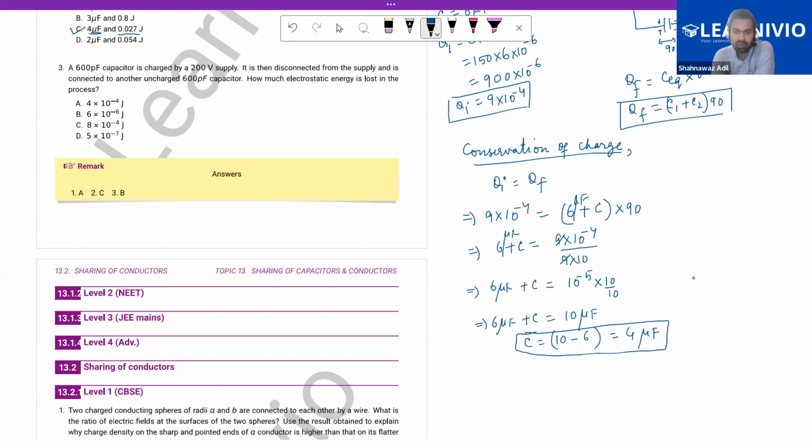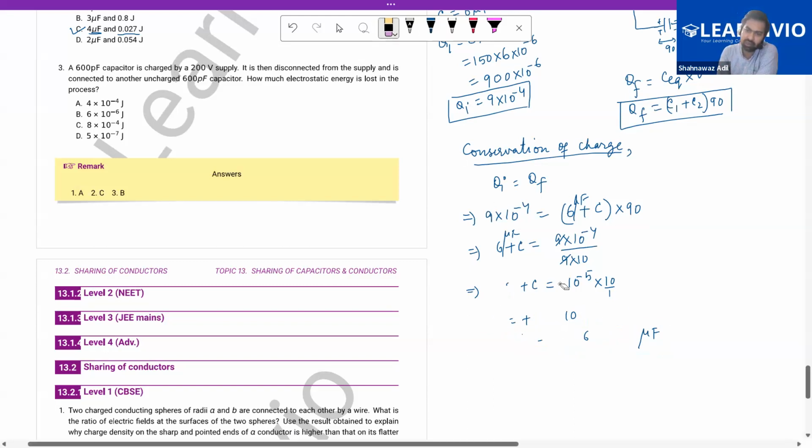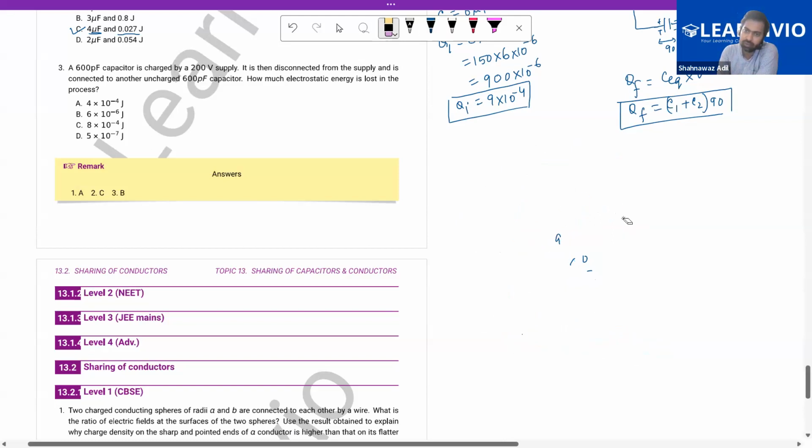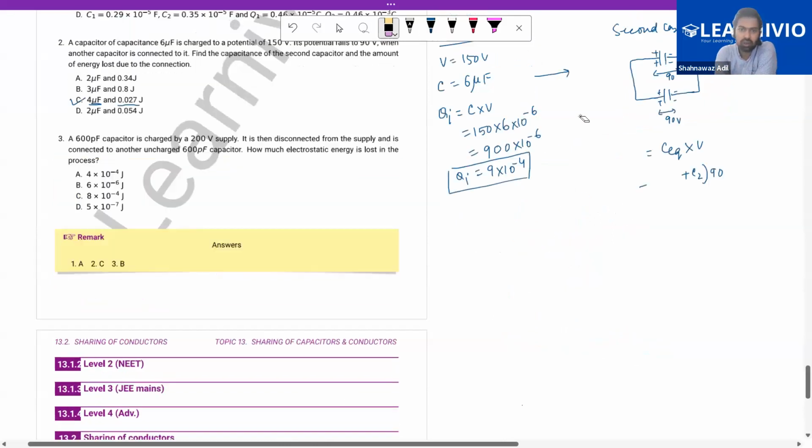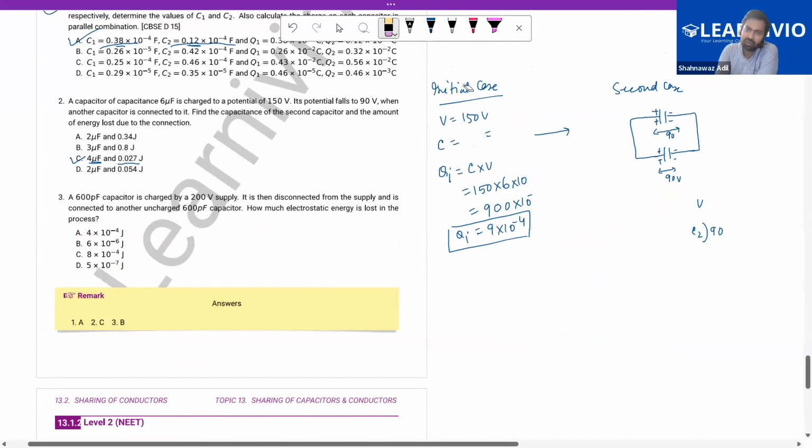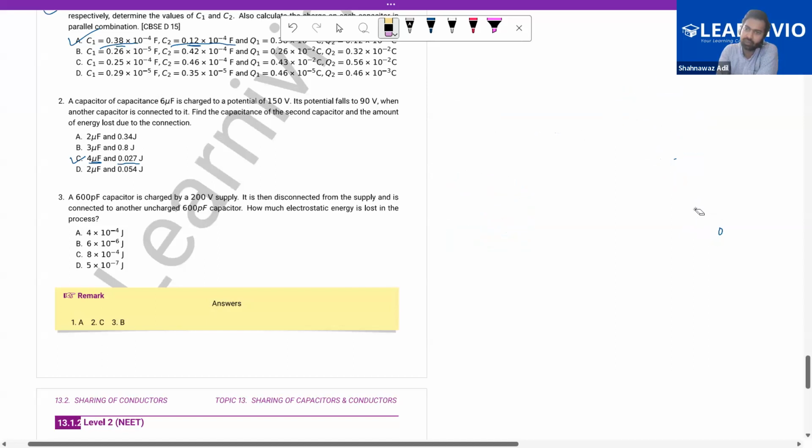So you have to keep track of this notation, whether we are using microfarad or farad. Done. Okay, so now we have 4 microfarad and 6 microfarad, the two capacitances that we know. We have to find out the loss in energy. Energy lost, we have to find out.